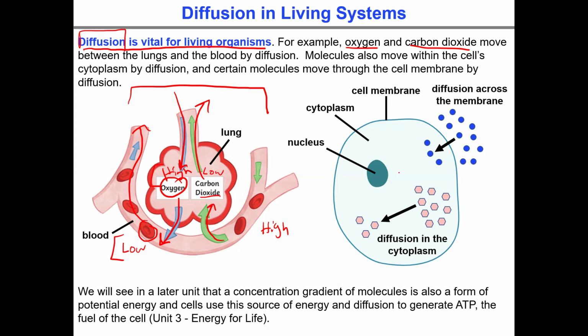Another example would be this cell here and water. Water is important, and water is going to be one of those molecules that can passively diffuse or move in and out of our cell. So in this case, if we have a high concentration of water on the outside and a low concentration on the inside, the water is going to move from that high to low until we hit that equilibrium.